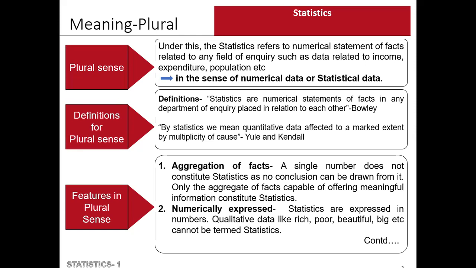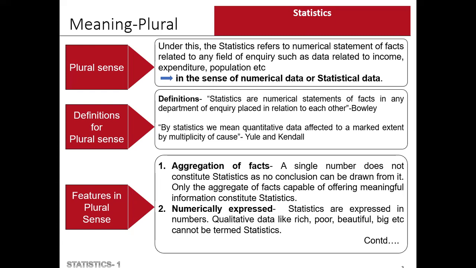So a single number doesn't give a conclusion. Therefore, a singular number does not constitute statistics as no conclusion can be drawn from it. Only an aggregate of facts capable of offering meaningful information basically constitutes statistics. So according to this characteristic feature, we are saying that statistics deals with averages or with the aggregation of facts.